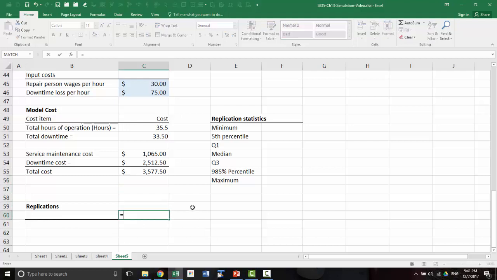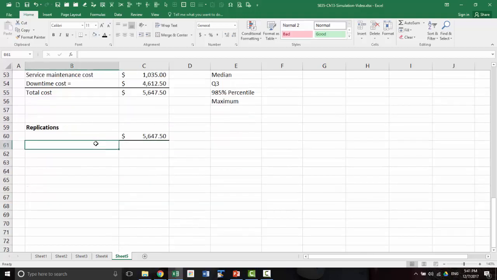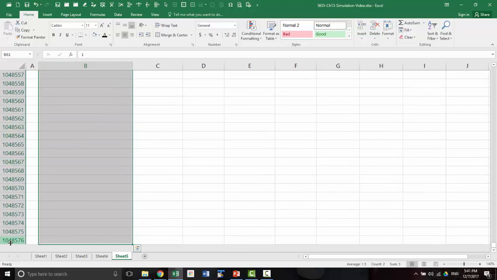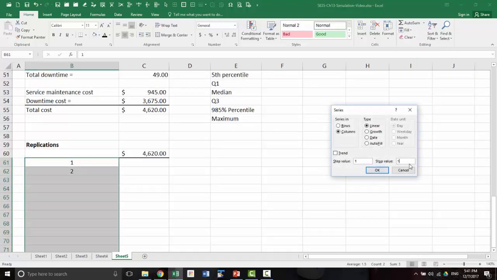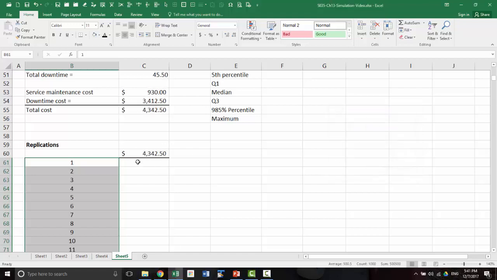All right, so we want to replicate the total cost, and we want to do, say, 1000 replications. Okay, and we will just do end down. So we are going to 1,048,576 rows, but we don't want all of that. So go to series and you say I want 1000. So now we have 1000 replications.